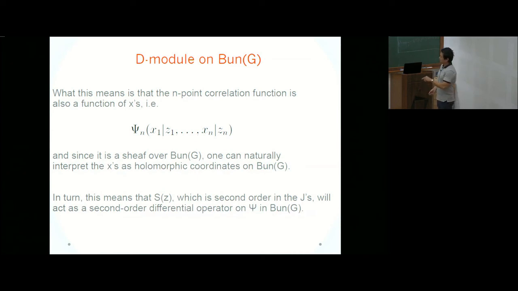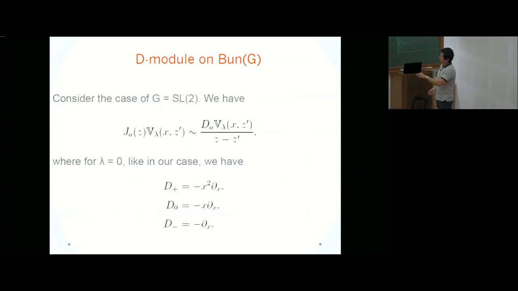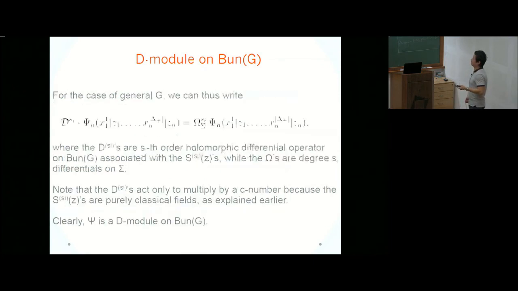And S_i, which is second order in the J's, would mean that they are second order in the differential operators here. So essentially we have something like this. This is where the S_i acts on this guy, and then it gives you a constant value, which is the degree S_i differential on sigma.